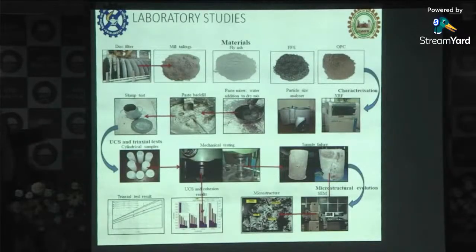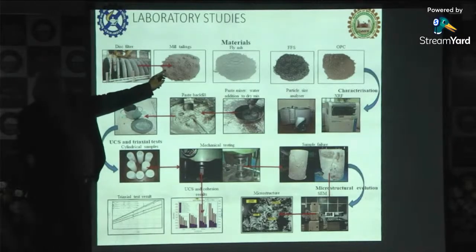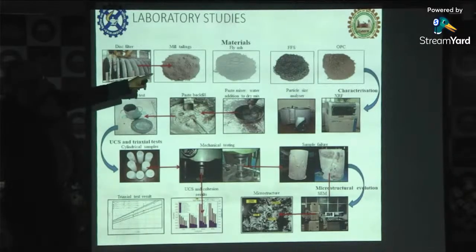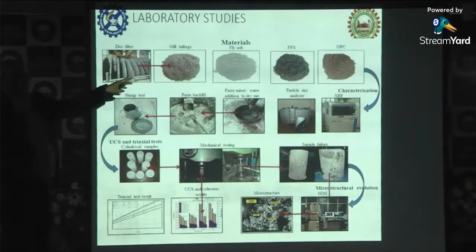Now I'm coming to the laboratory studies, what we do in our labs and how we classify things. We get the raw materials from the disk filters for material characterization. Then we get the mill tailings, we dry them and do coning and quartering, and we get a representative sample. Then we get the different pozzolanic materials like fly ash, then slag. We do the sampling by coning and quartering, and OPC. These are the parameters on which we do the laboratory studies, and it basically involves first XRF characterization, that is the chemical composition characterization of the different materials.